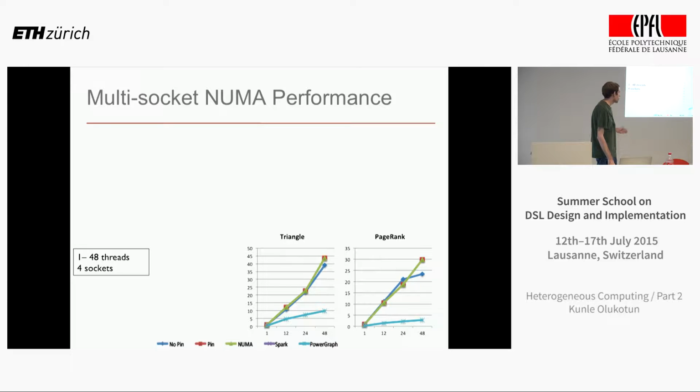Once you're up to 4 sockets, which is the 48 thread count there, the difference is around 5 to 10x. And of course, it's less than 5 to 10x at one thread. The difference here is really scalability.